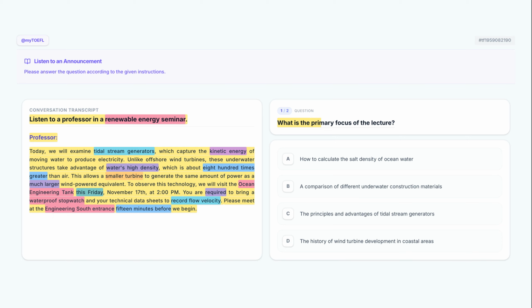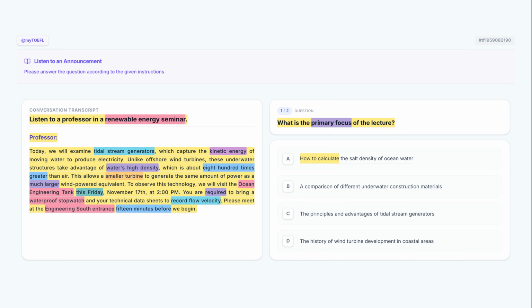What is the primary focus of the lecture? This question asks for the primary focus, meaning we need the main subject the professor spent the most time explaining before the logistics. Let's look at the choices. Let's listen to what option A says.